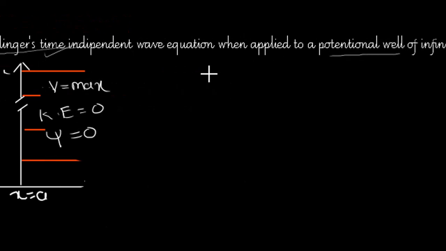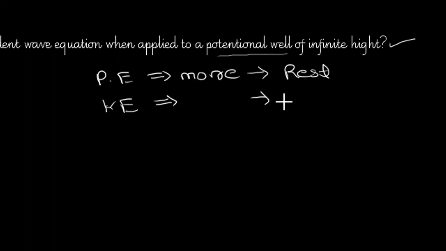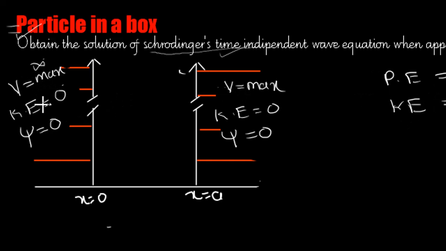So what is the difference between kinetic energy and potential energy? Whenever we say potential energy is more, then the system is at rest. When we say kinetic energy is more, then the system is in motion. With respect to this, if we apply the same concept here, outside the potential well where potential energy is maximum, the kinetic energy will become 0. If kinetic energy becomes 0, that means outside the potential well there is no possibility of finding an electron or any wave. That is what the diagram is trying to tell.